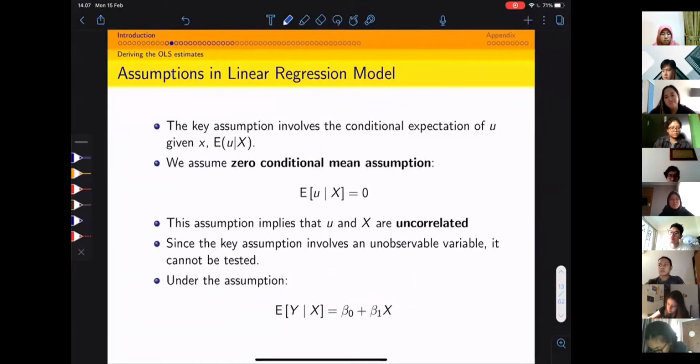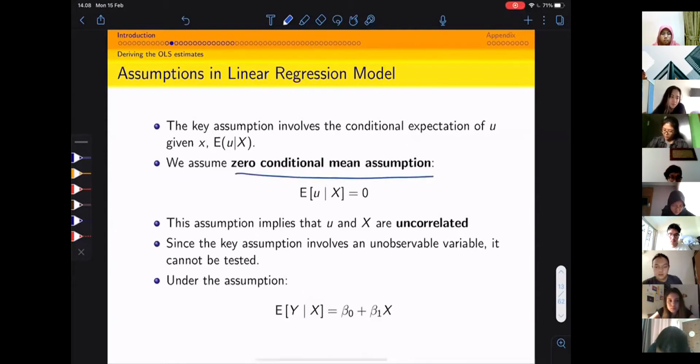Okay, so let's answer the first question: how do we recover beta 0 and beta 1 from the data? The answer is going to be in the assumptions. Now, there are several assumptions that we care about. However, in this particular discussion, we're just going to discuss one key assumption, and the key assumption is called the zero conditional mean assumption. I cannot stress enough the importance of the zero conditional mean assumption. This assumption is, I guess, the basic foundation of econometrics in general.